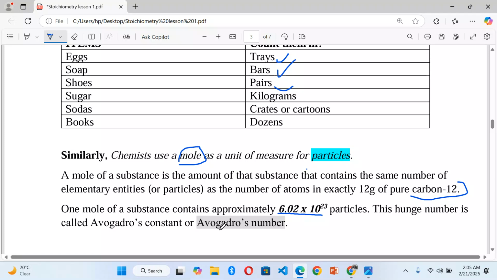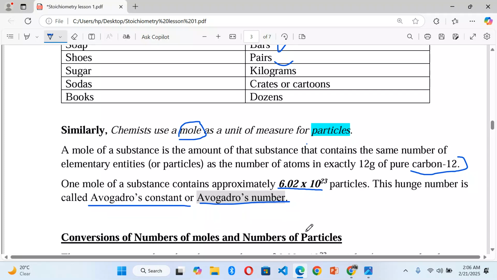This huge number is called Avogadro's constant, or what we call Avogadro's number. So this is a constant number, and we're saying that 1 mole of a given substance is equivalent to this number of particles. Which means at the end of it all, we can know how many particles are present in this sugar that I'm taking, or how many particles of this element are present in this sodium chloride that I'm eating. So all this is the reason why we need to learn the mole concept and we need to learn moles.